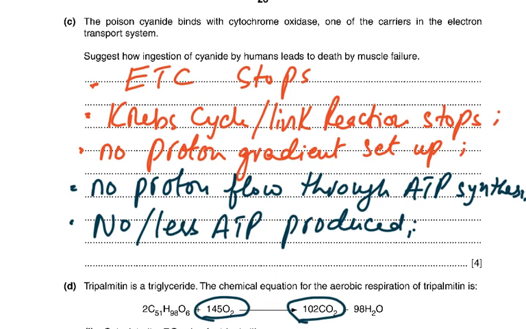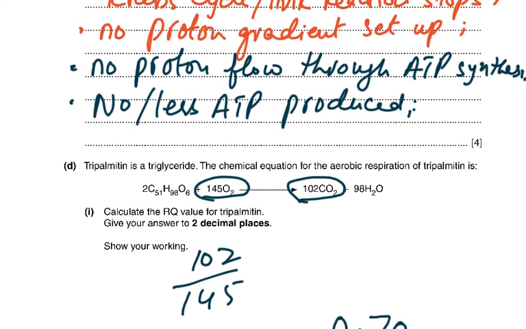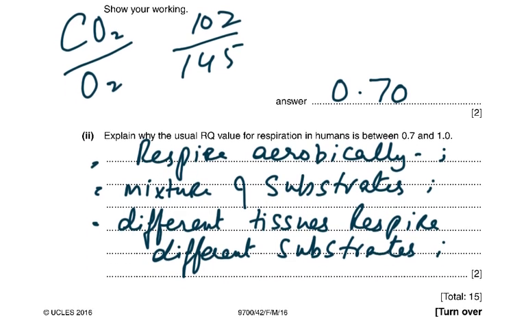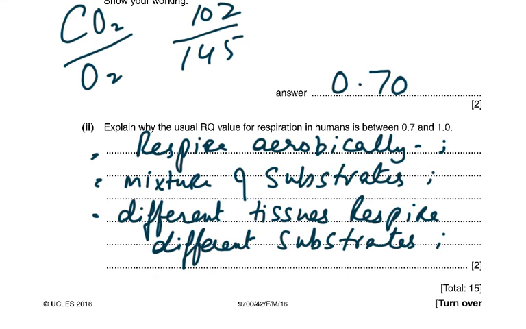And then, of course, they've asked you a question on the RQ. Tripalmitin is a triglyceride. The chemical formula of this is this. Calculate the RQ value. You know RQ is CO2 over O2. So, I'm sure you all know that it is the volume of CO2 over the volume of O2. So here we have 102, here we have 145, and that is 0.70.